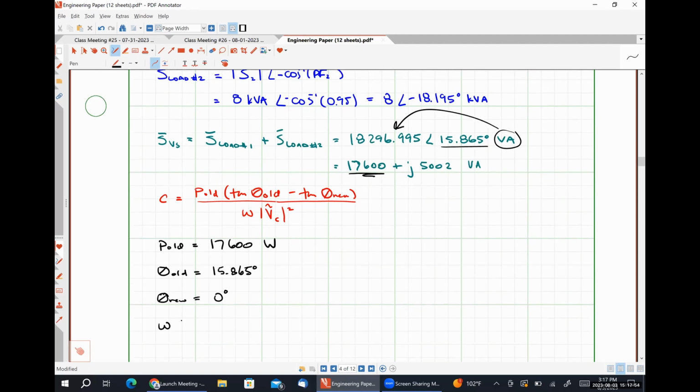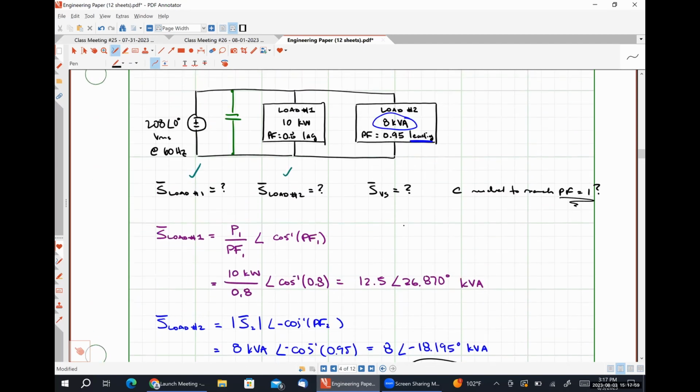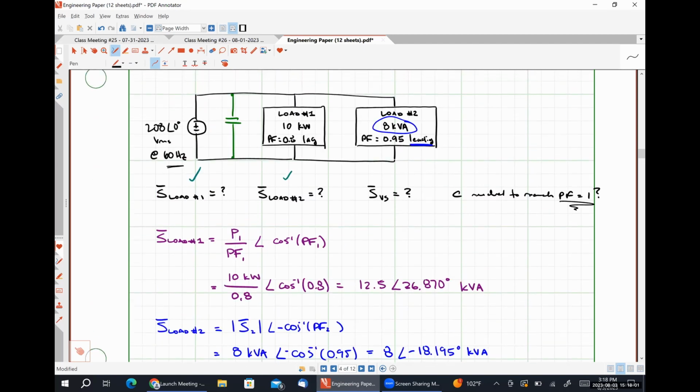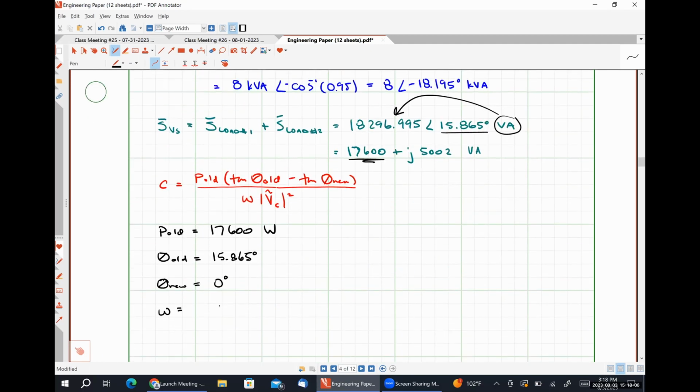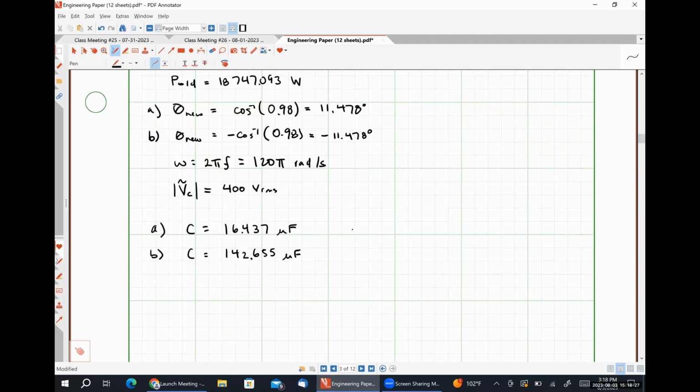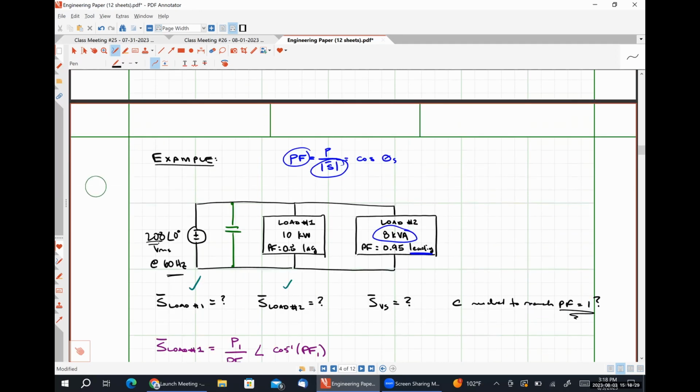What's omega going to be? We were given a linear frequency of 60 hertz. So it's 2 pi times 60 hertz, radians per second. And then the last, the capacitor, sorry, I scrolled too far. This 208.